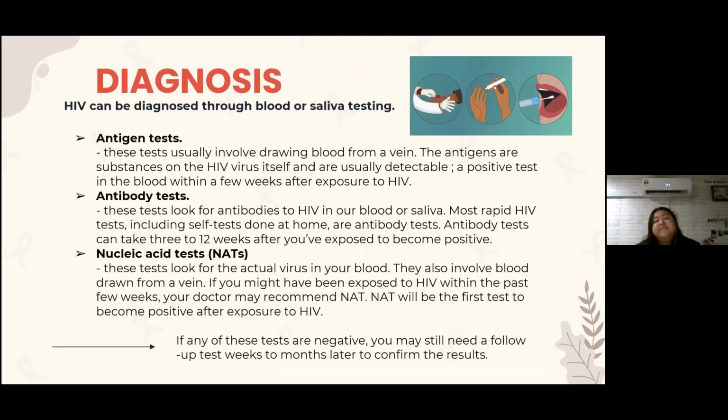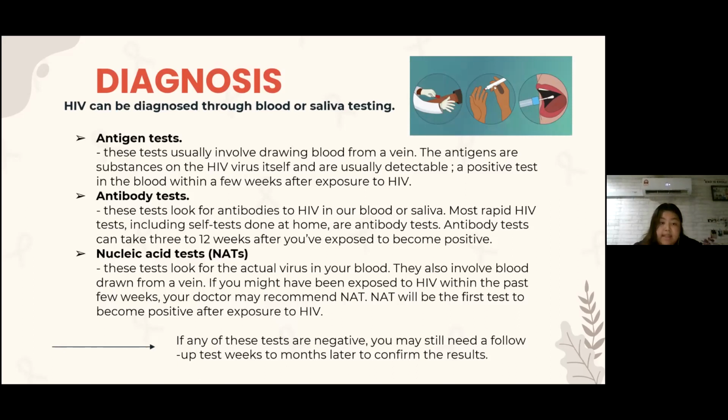Okay, so HIV can be diagnosed through blood or saliva testing. There are 3 tests: antigen test, antibody test, and nucleic acid test, which is known as NAT. The antigen test usually involves drawing blood from a vein, and the antigens are substances on the HIV virus itself and are usually detectable. The antibody test looks for antibodies to HIV in our blood or saliva. It is the most rapid HIV test as it includes self-tests that can be done at home.